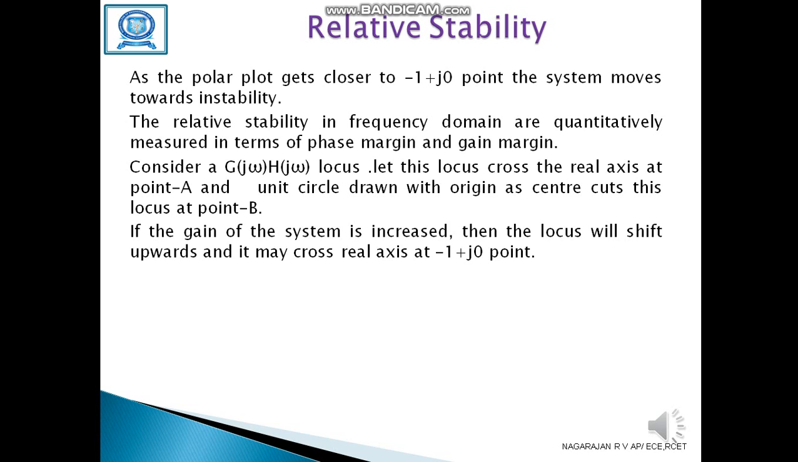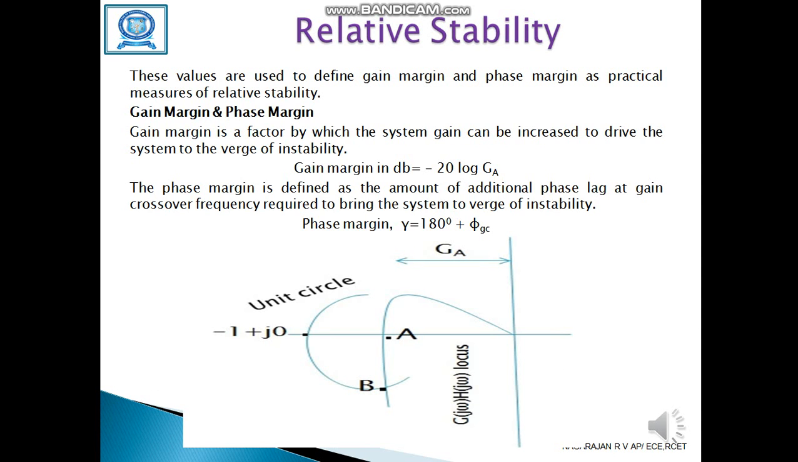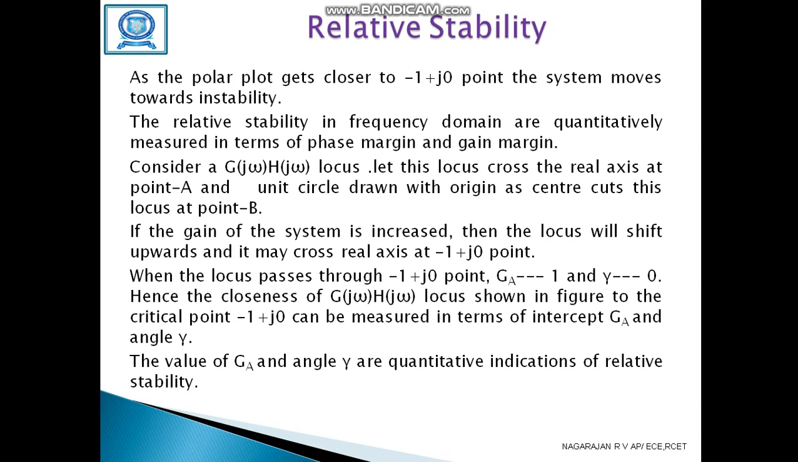Consider the G(jω)H(jω) locus. Let this locus cross the real axis at point A, and a unit circle drawn with the origin as center cut this locus at point B. If the gain of the system is increased, then the locus will shift upward and it may cross the real axis at the -1 + j0 point. When the locus passes through the -1 + j0 point, then the gain will be 1 and gamma equal to 0.